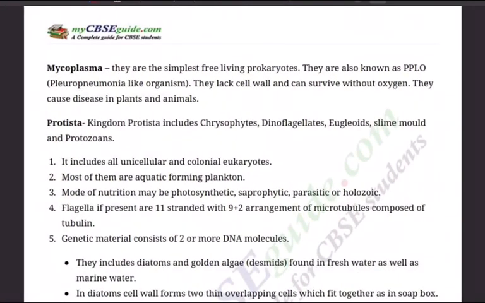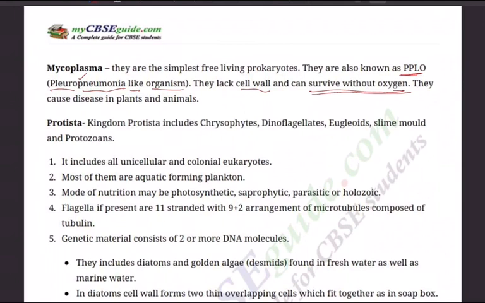And third one, mycoplasma. So they are the simplest free-living prokaryotes. They are also known as, yes, always you will be asked this expansion of PPLO. P for pleuro, okay. Another P for pneumonia. L for like, organism, O. So PPLO, pleuropneumonia-like organism. They lack cell wall. They can survive, this is the important thing, they can survive without oxygen.